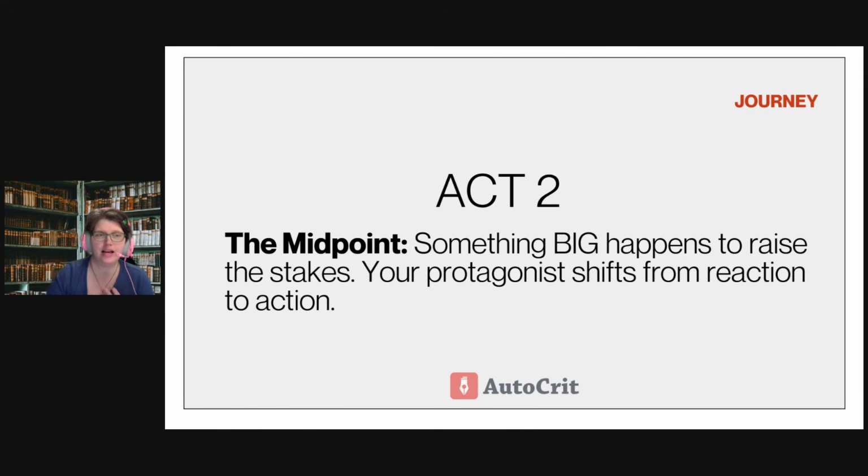Think of this midpoint as a point of no return for your protagonist. So after this event, they should no longer be trying to avoid the conflict. They should be actively trying to win it or get through it.